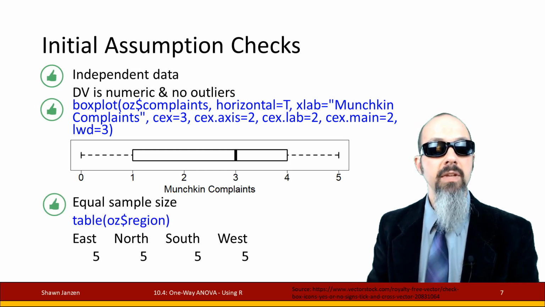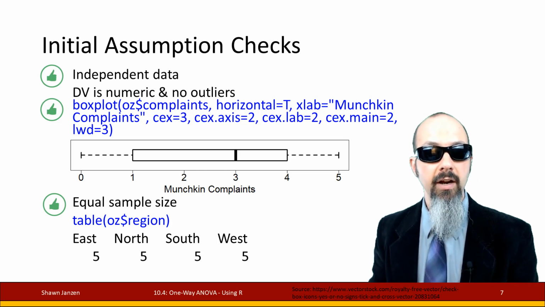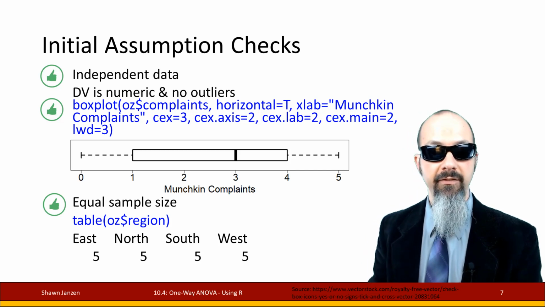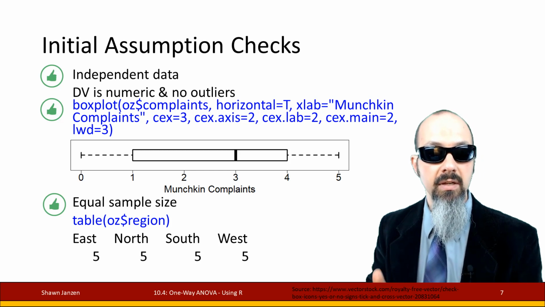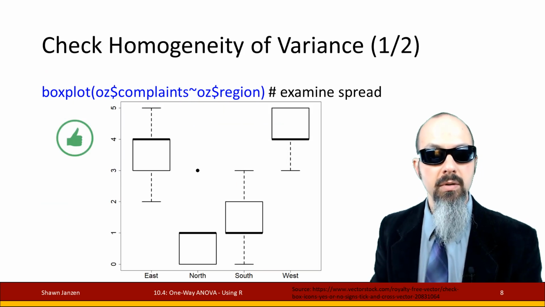Then I said, all right, do we have equal sample sizes? Now I'm plugging the region variable into a table, and I'm looking at the counts, and I see that I have 5 munchkins in each of the 4 regions. So I do have equal sample sizes. Thumbs up.